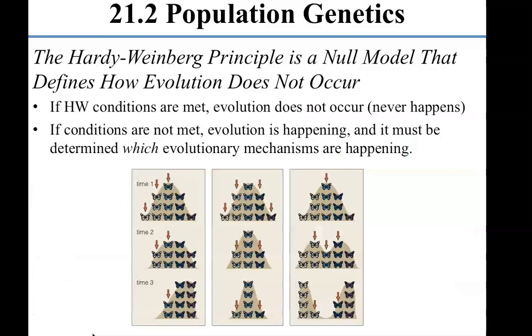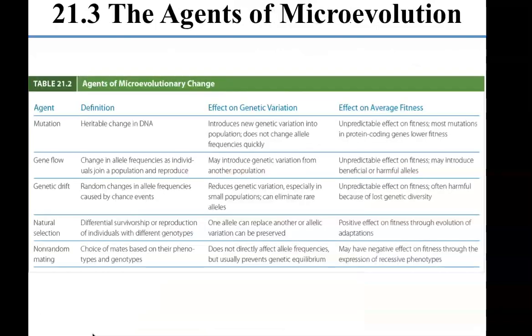All right, so this slide kind of summarizes that. If the conditions for Hardy-Weinberg are met, then evolution doesn't occur. But if one or more of them are not met, then evolution is happening. And if evolution is happening in a population, then we need to try to figure out which mechanism or multiple mechanisms are causing the evolutionary changes. This table summarizes where we're headed for the next couple of minutes.